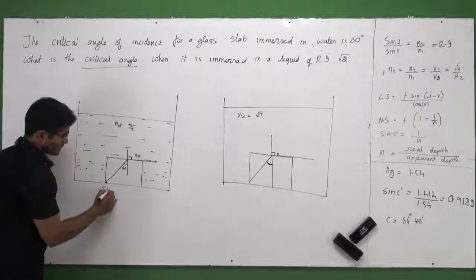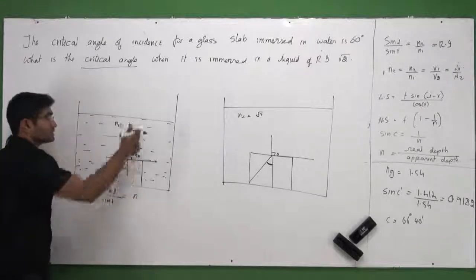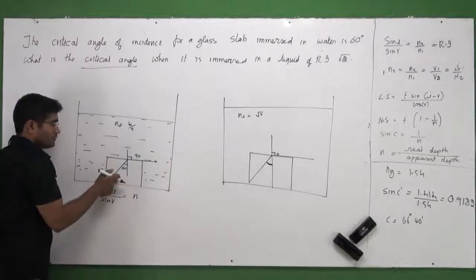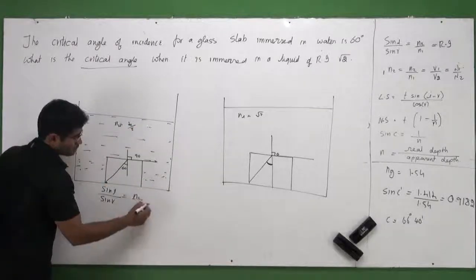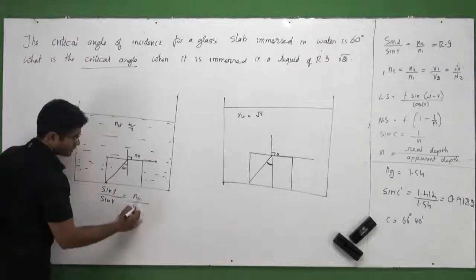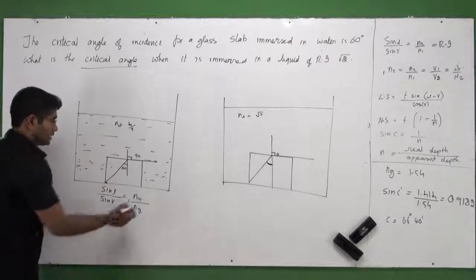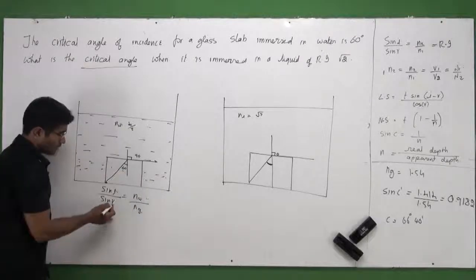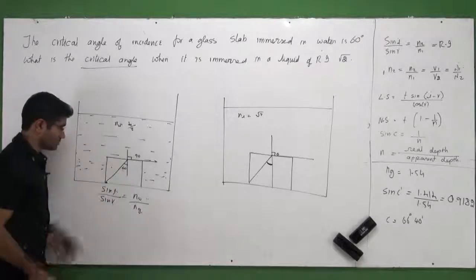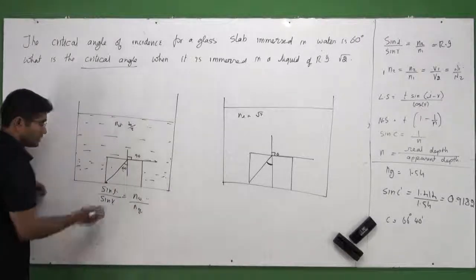Snell's law says sine I by sine R is the refractive index of the second medium. So this is the first medium and this is the second medium. So that is the refractive index of water divided by the refractive index of glass, which I don't know. I know I is supposed to be 60 and R is 90 degrees, because the refracted angle has to be 90. This much I know.